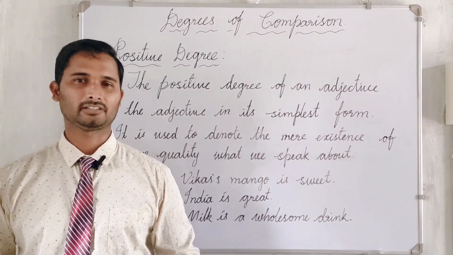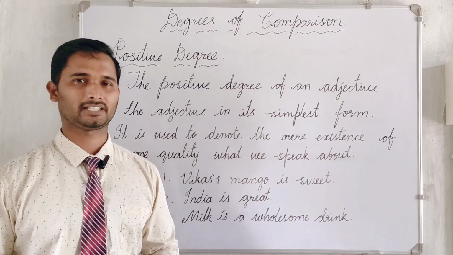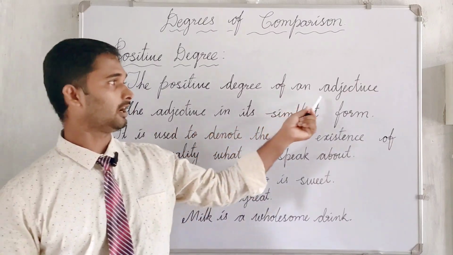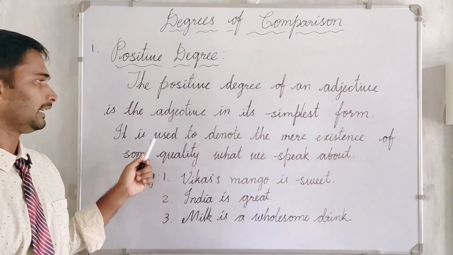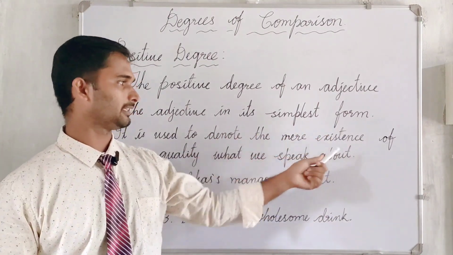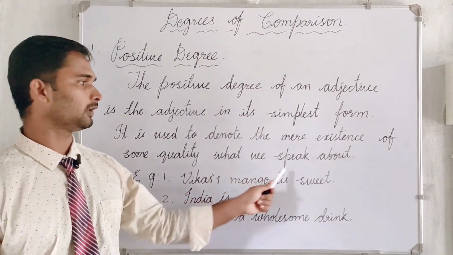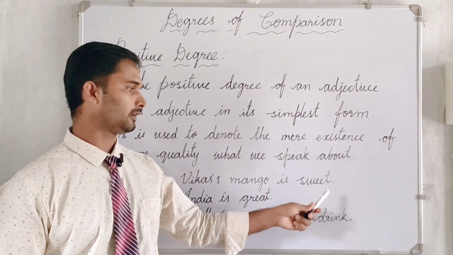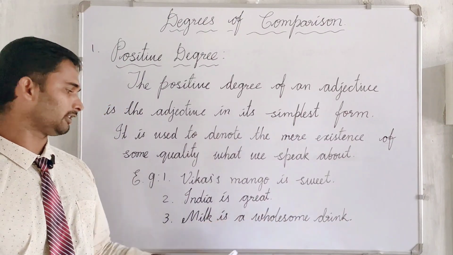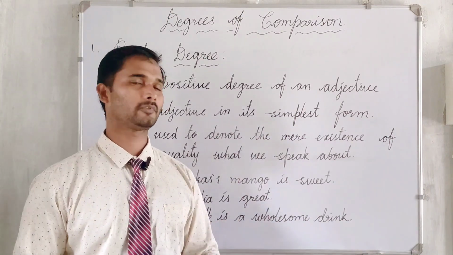Let us learn the definition and some examples of positive degree. Positive degree of an adjective is the adjective in its simplest form. It is used to denote the mere existence of some quality of what we speak about. Some examples: Mango is sweet. India is great. Milk is a wholesome drink.